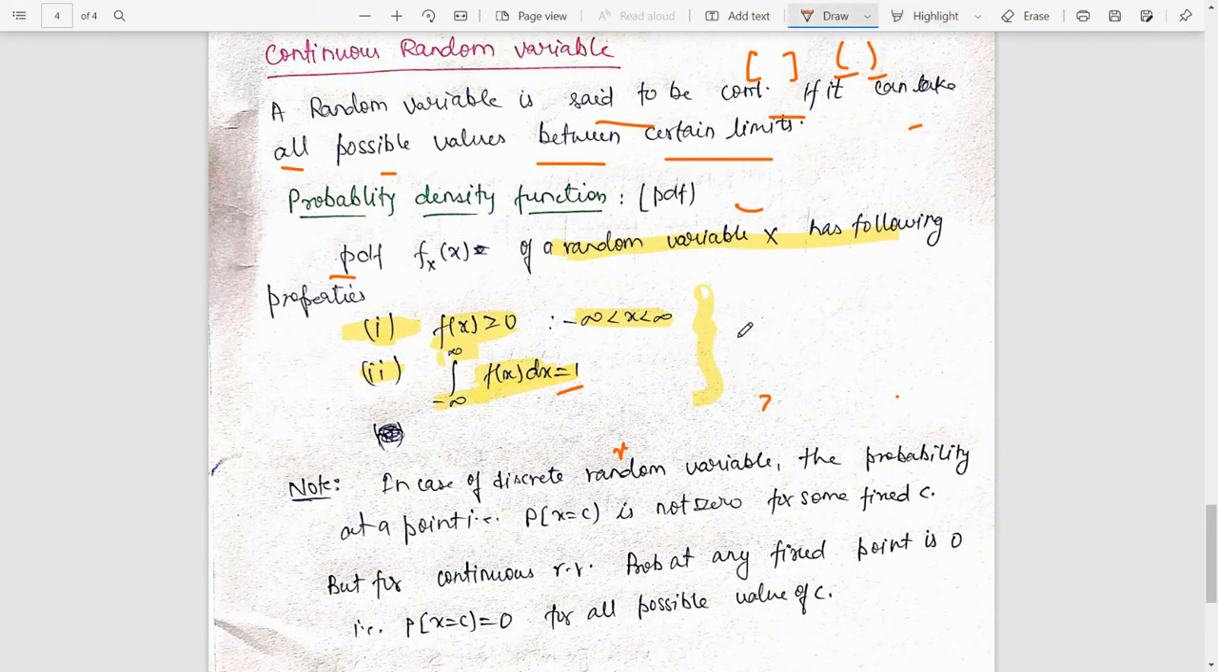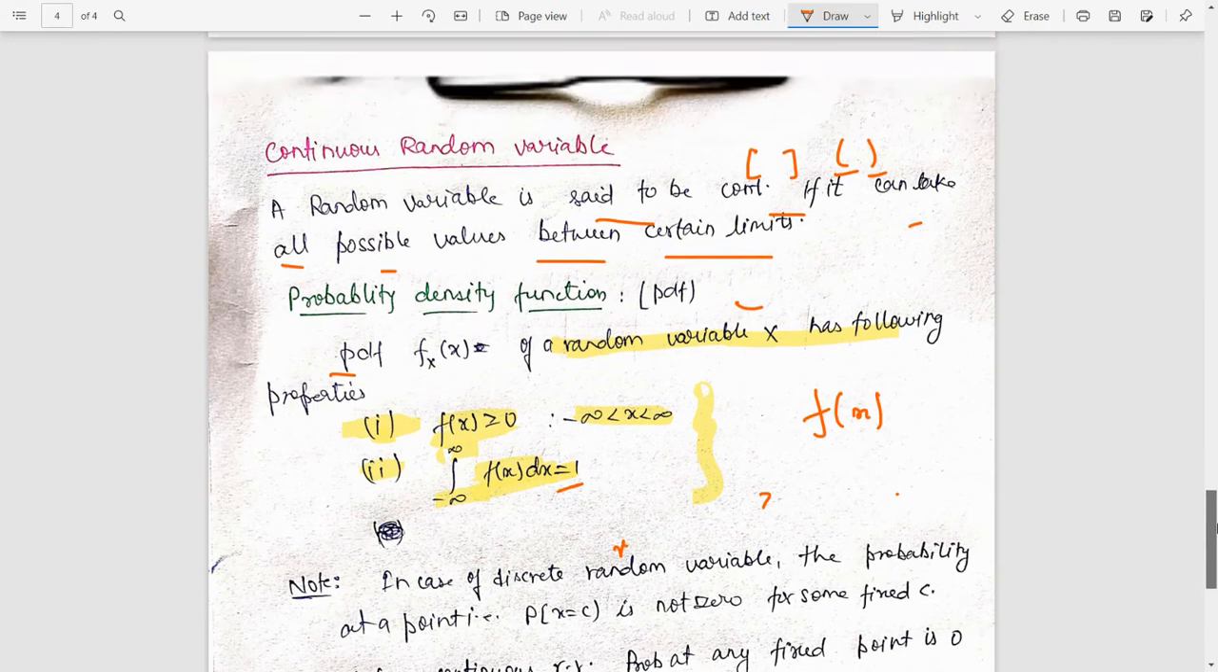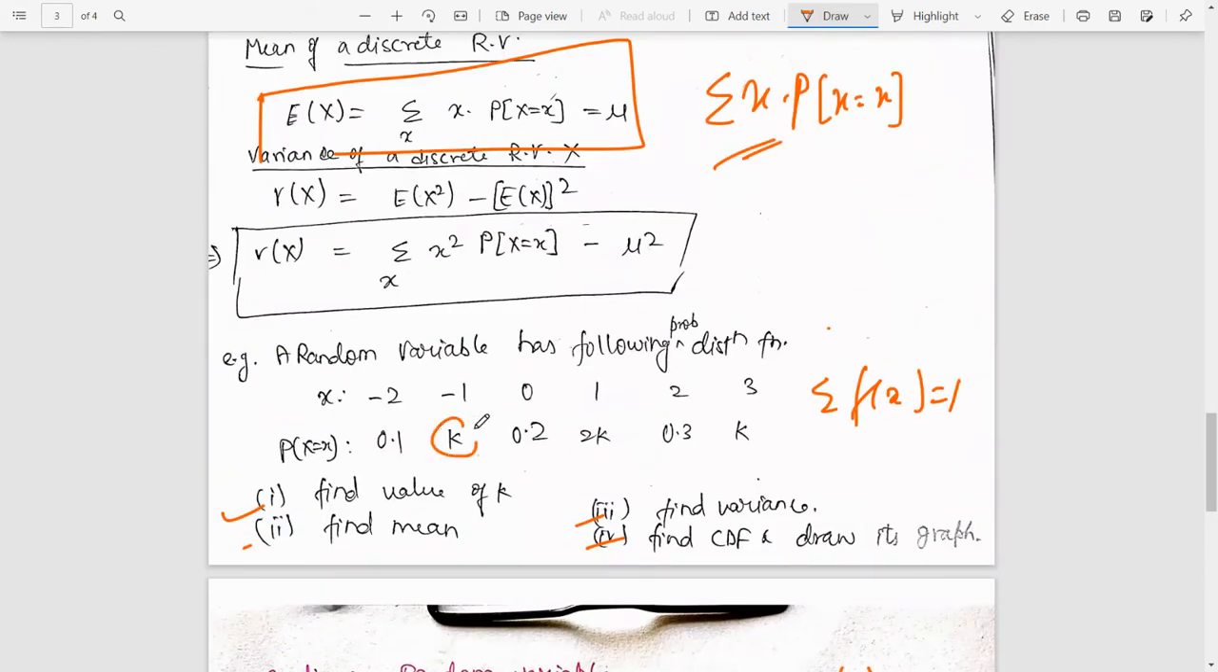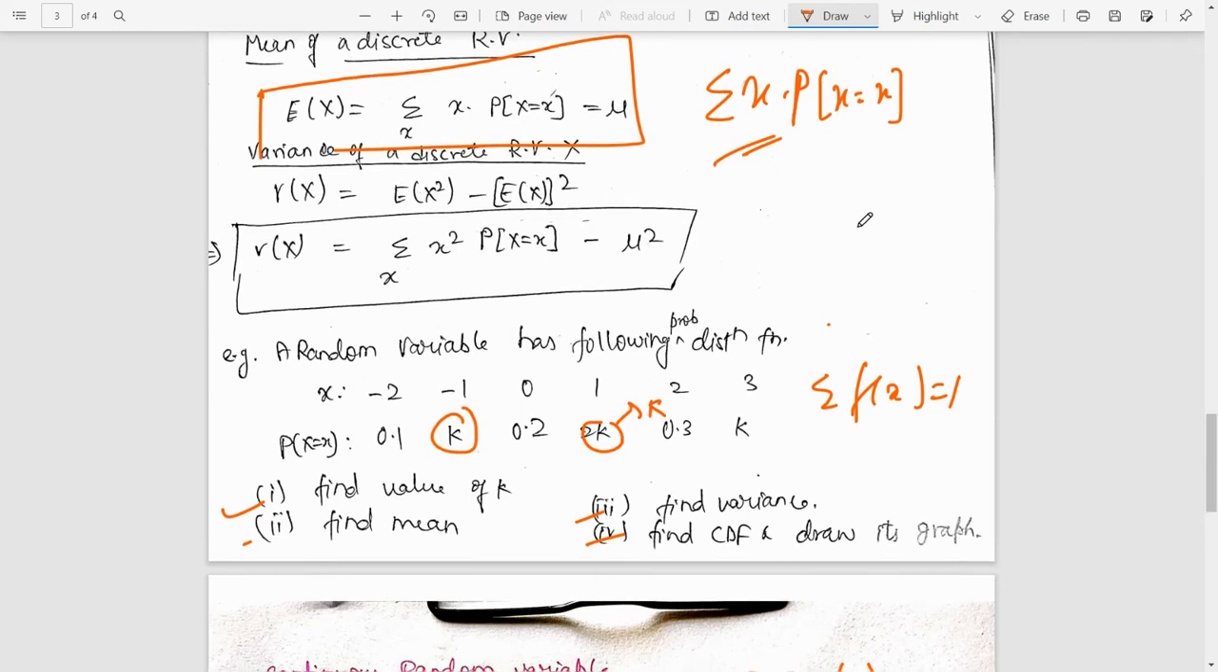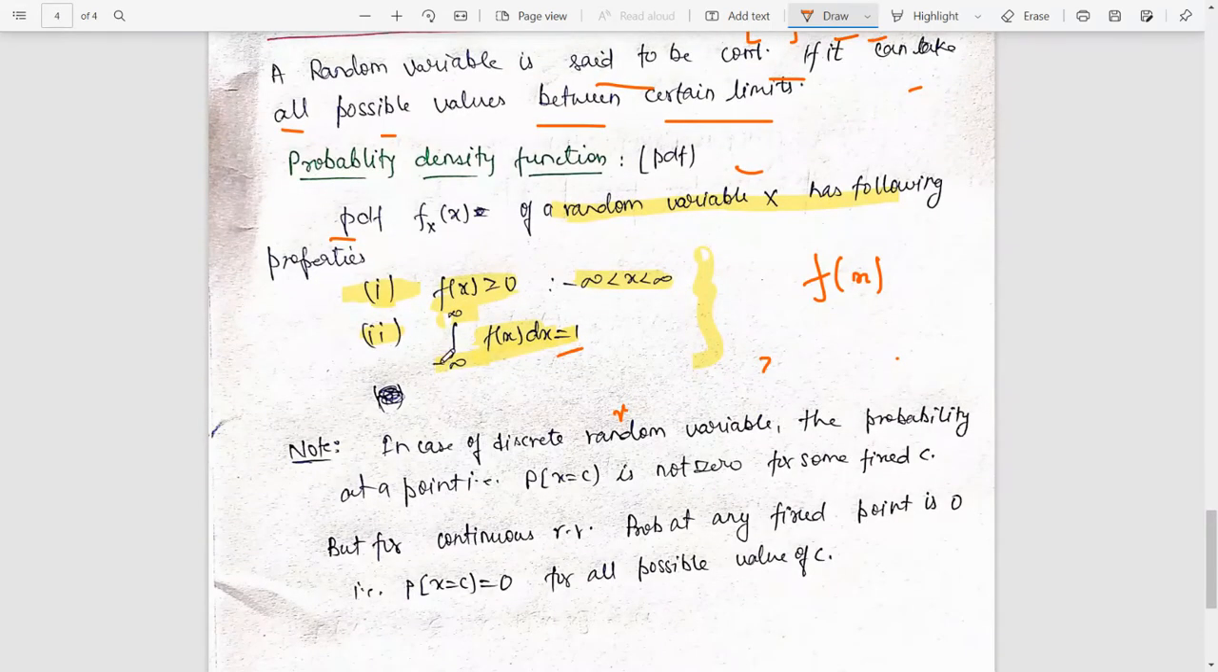Like in exams, it may be that some fx is given with a particular constant k, and you need to find k. In the discrete case we saw that sigma fx is equal to 1, but here you have to do the integration from minus infinity to infinity, fx dx is equal to 1. So these two properties will allow you to solve a lot of questions based on the probability density function.